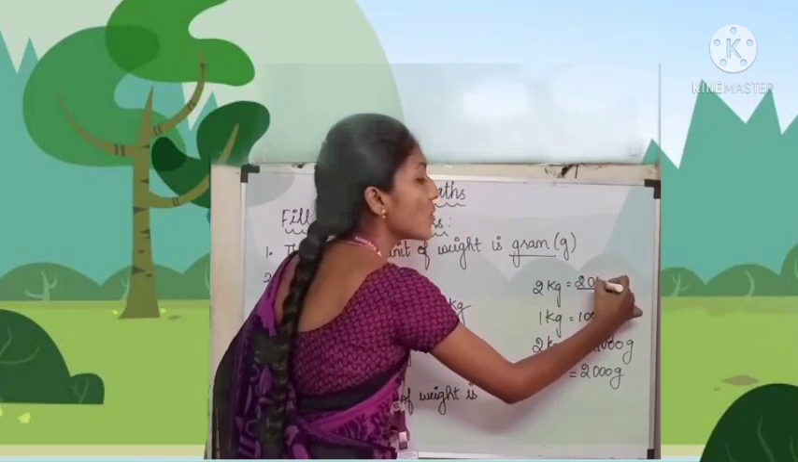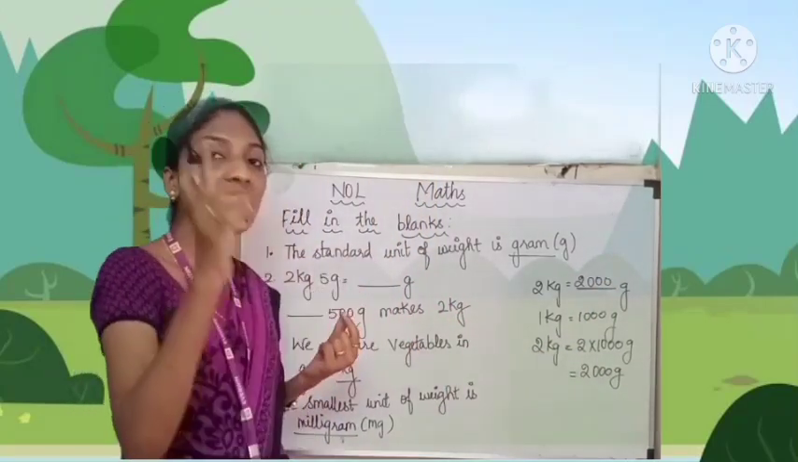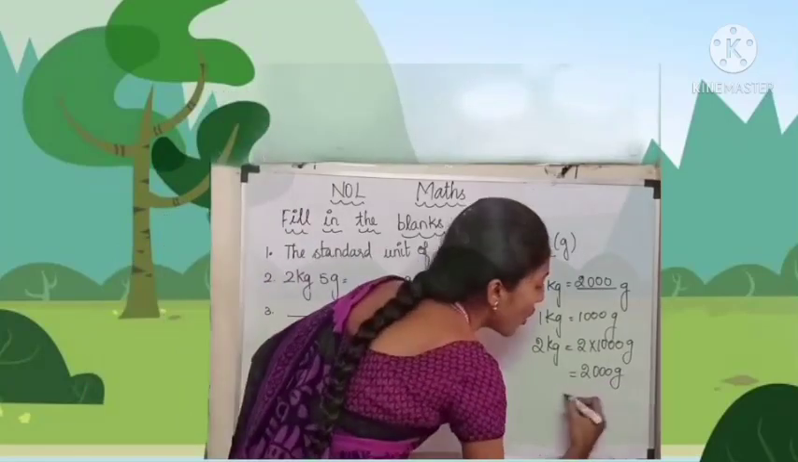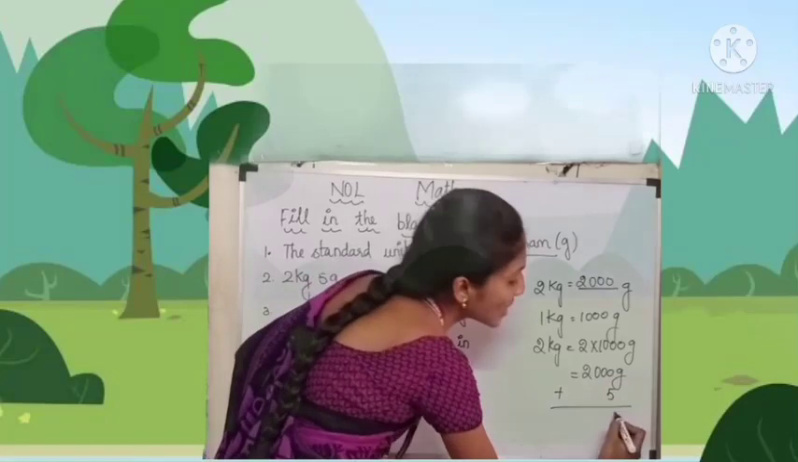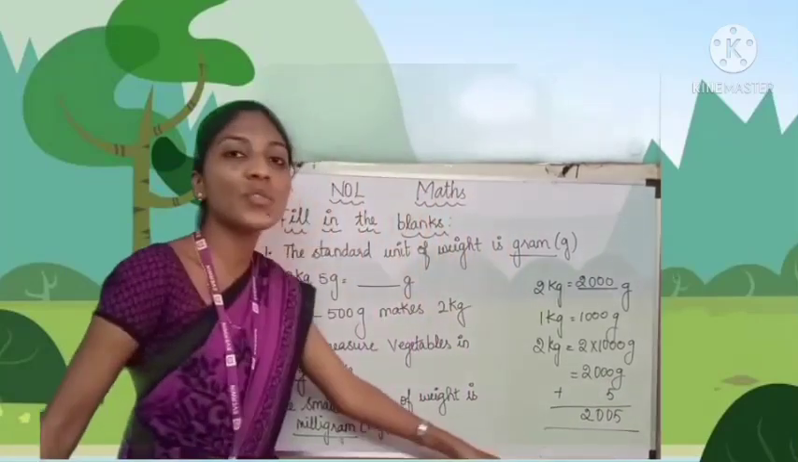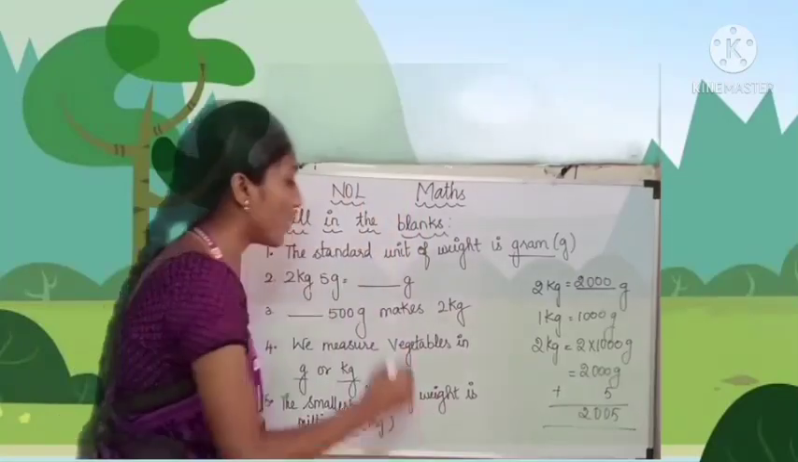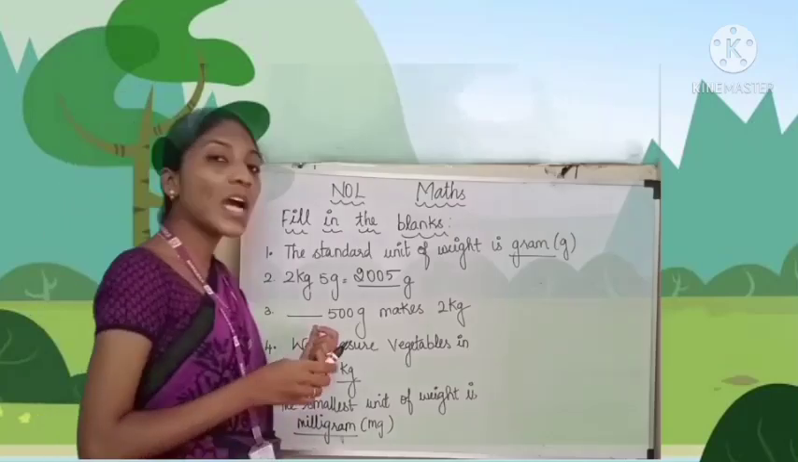So 2000 gram plus you need to add 5 gram. 5, only a single digit. So plus 5 you need to add here. 0 plus 5, 5. 0, 0, 2. So the answer is what, children? 2005 gram.